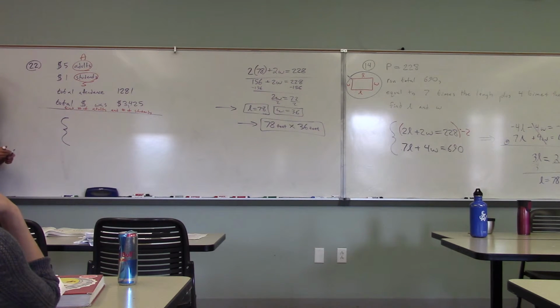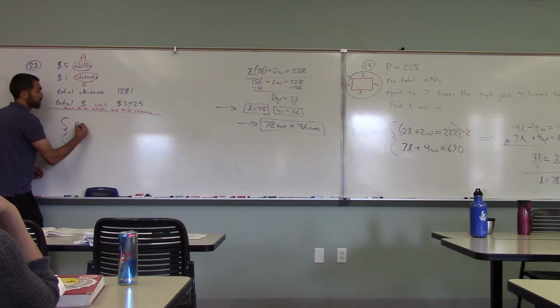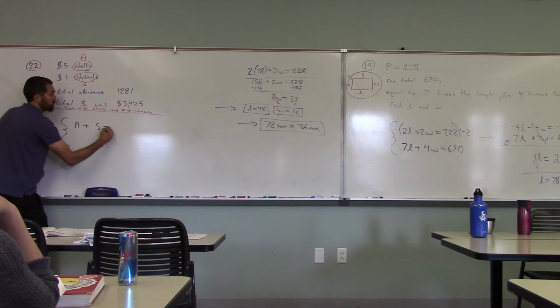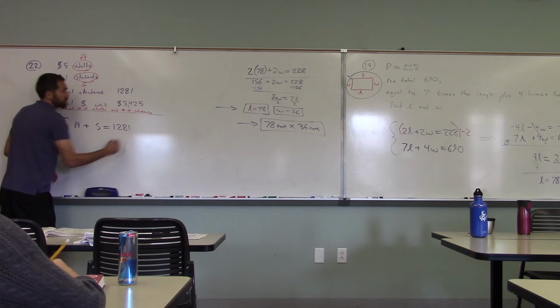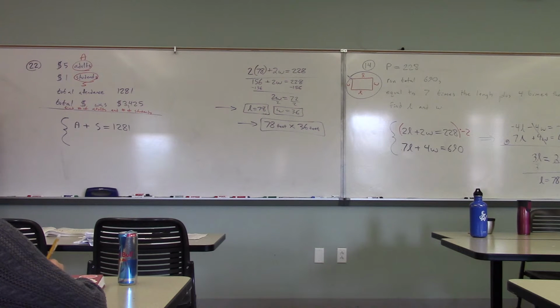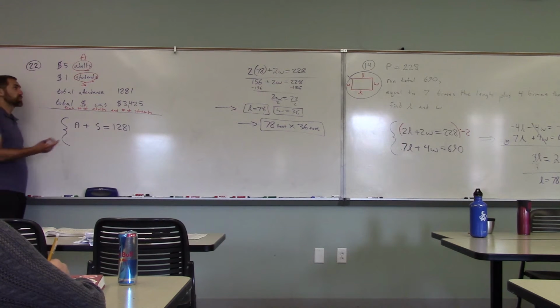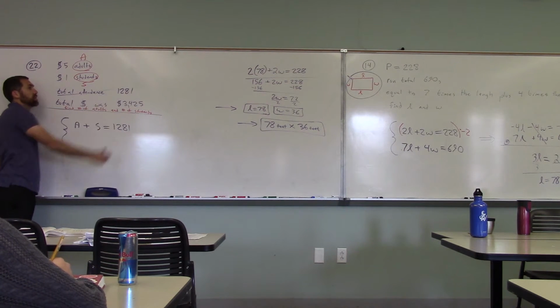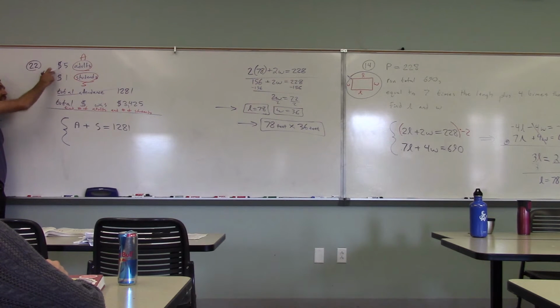Okay, so what would my first equation be? A plus S equals 1281. Exactly, so first is my total. Okay, so total I have 1281 adults and students. The second one's a little harder. Okay, so we've used this total attendance now. So now we need to use these prices and this total.